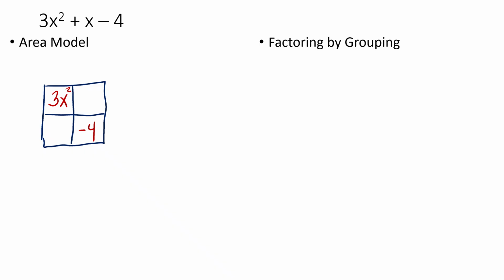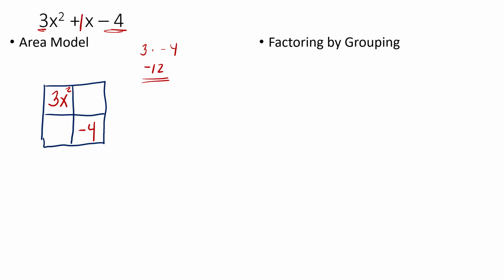Now, here's where it gets a little bit not as obvious. You've got to take the A value and the C value, which in this case is 3 and -4, and you're going to multiply those to get -12. Now, what we're going to look for are 2 factors of -12 that add up to our B value. And if you look at the problem there, the B value is a 1.